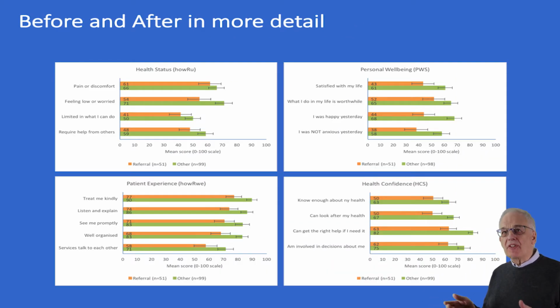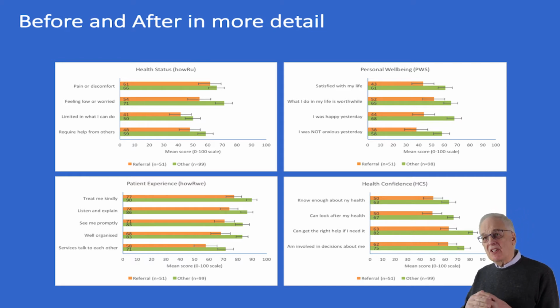When we're displaying the results, we often show the before and after. So the orange bars here are the before scores on referral, and the red bars and the green bars are the after scores after referral. And you can see most of these show significant improvements. What is perhaps interesting is that in this particular intervention, the personal well-being scores improve more than the health status scores, showing the effect that some of these interventions have on happiness as opposed to simply functional health status.